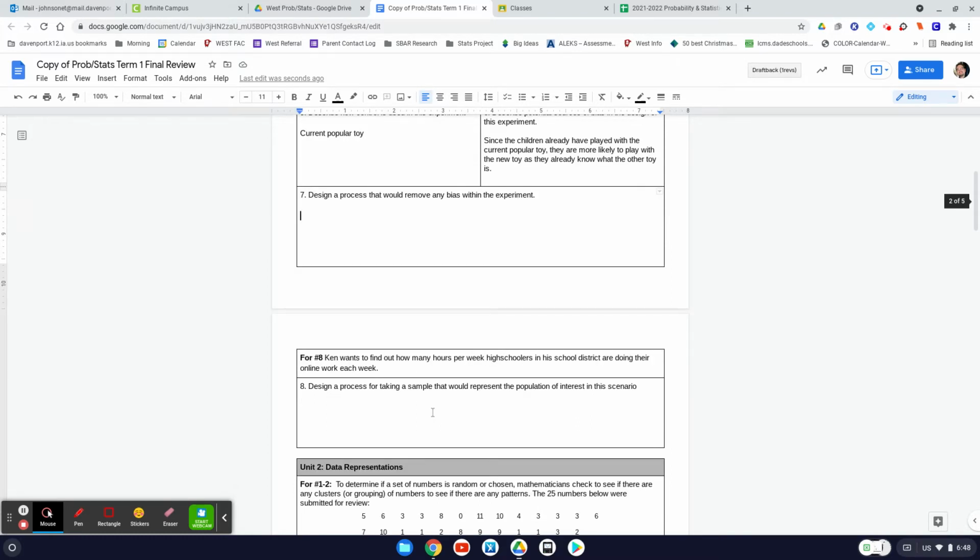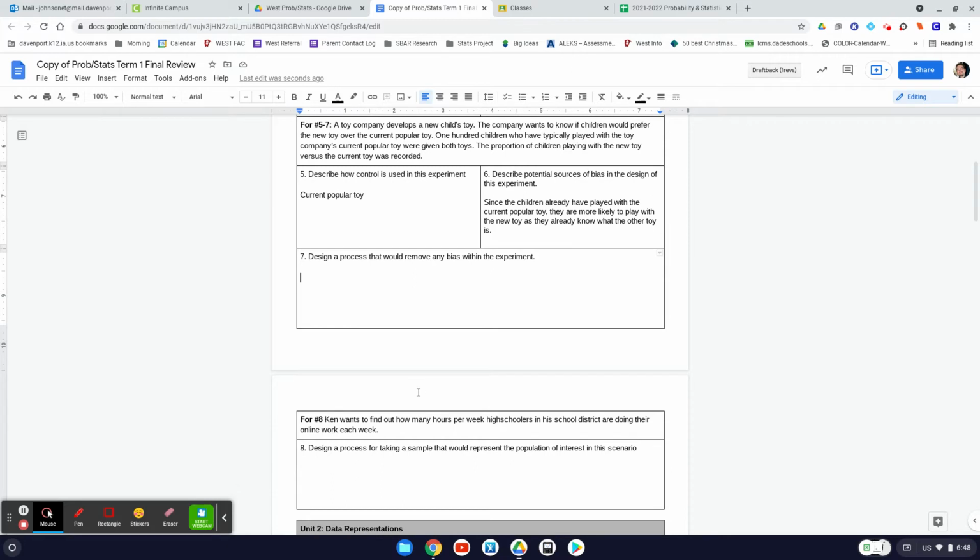So 7 is design a process that would remove any bias in it. So how could we do this without the bias that we stated? Well, once again, this is just an example. We could say, give each child one toy for an hour to play with, then give them the other toy for an hour. Then ask them which toy they prefer.